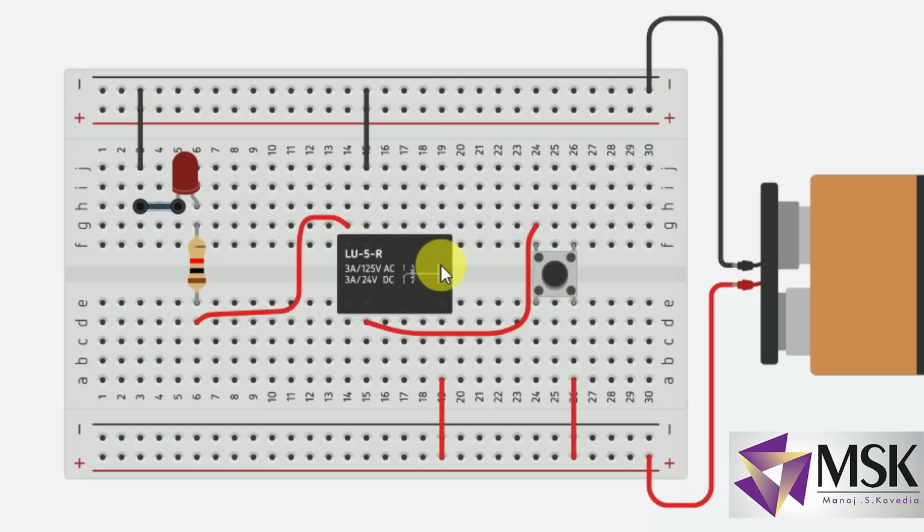So let's summarize it. This is the common terminal of a relay. Terminal number 1 and terminal number 12 are common terminals. Terminal number 5 and terminal number 8 are the coil terminals, and terminal number 6 and terminal number 7 are NO and NC. 6 is NO and 7 is NC. So I hope you have cleared the concept of relay, how to use it and how to test it.